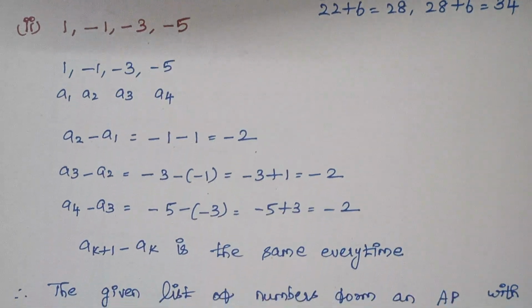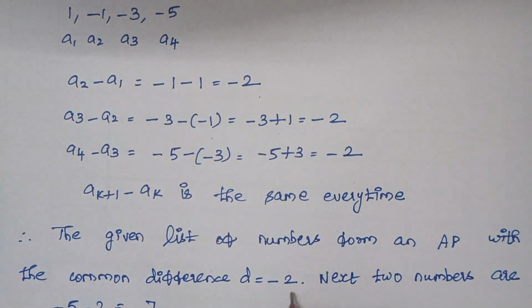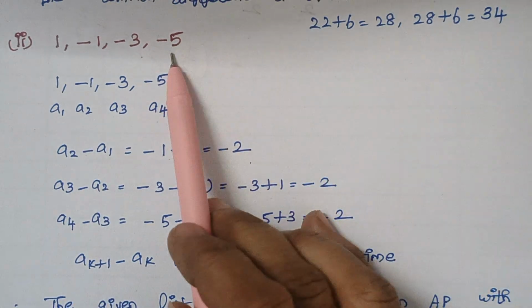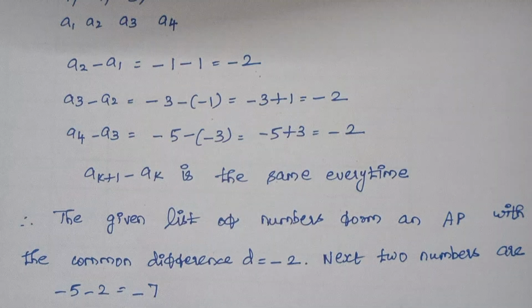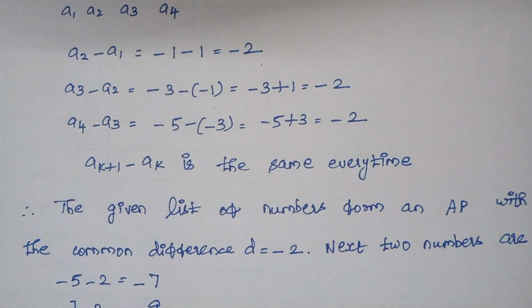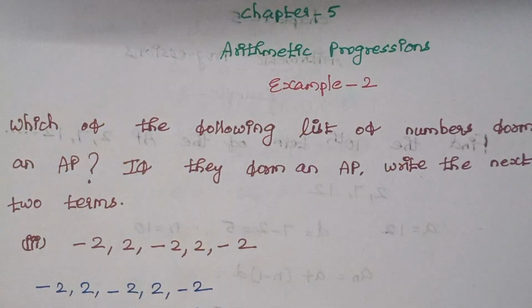Therefore, the given list of numbers forms an AP with the difference -2. Now the next two numbers: here we have the final number as -5. What is the difference? It is -2. Therefore, the next two numbers are -5 minus 2 is -7, and again -7 minus 2 is -9.